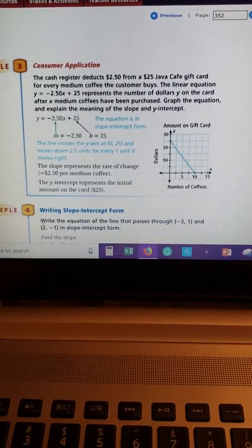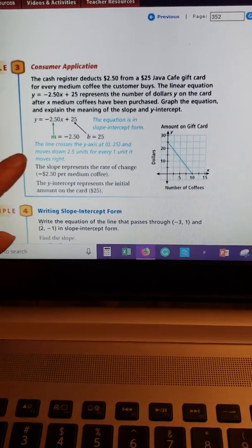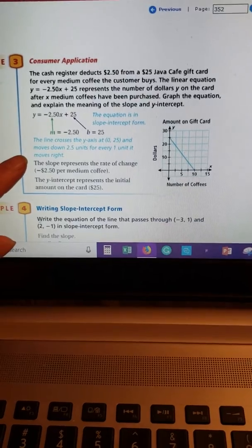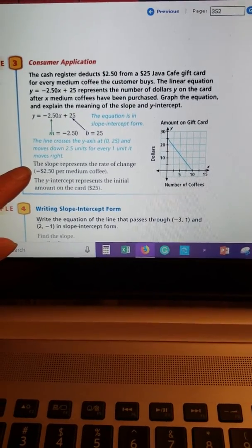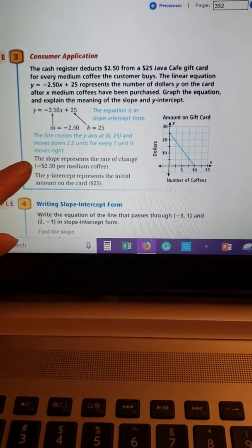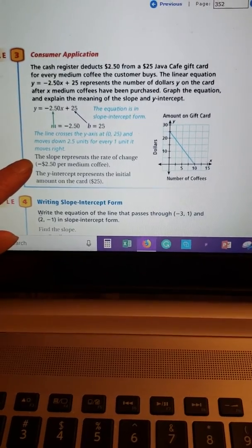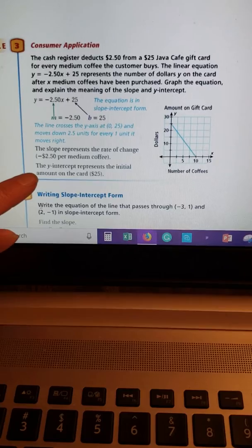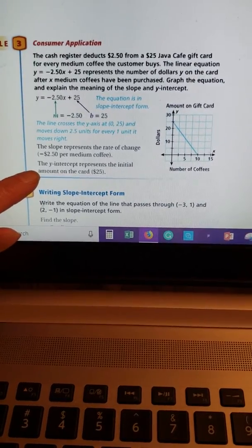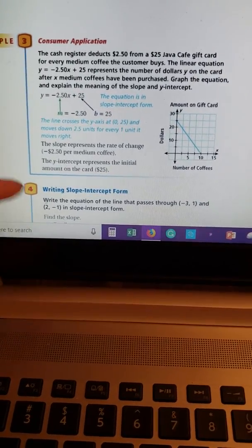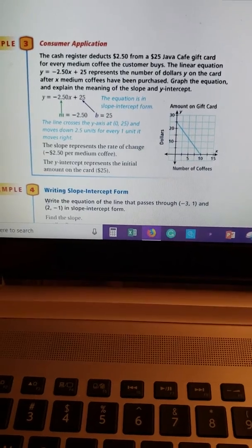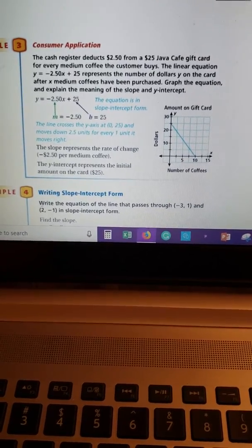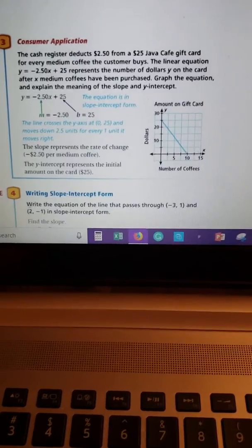And then to explain the meaning, the slope is the rate of change. It goes down $2.50 every time a medium coffee is bought. And the y-intercept represents the initial amount on the card. It's where you're starting. And how much does it decrease? $2.50 for every 1 cup of coffee. All right, hopefully that helps.